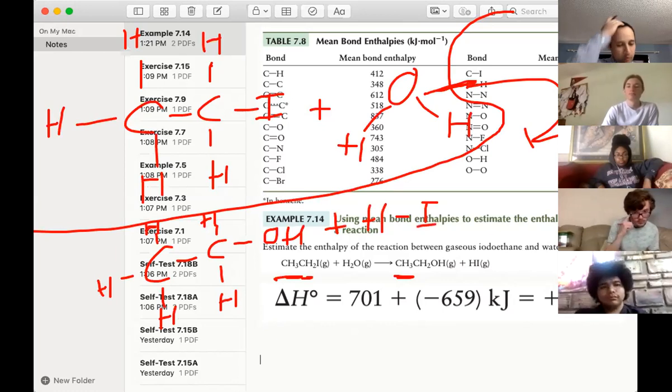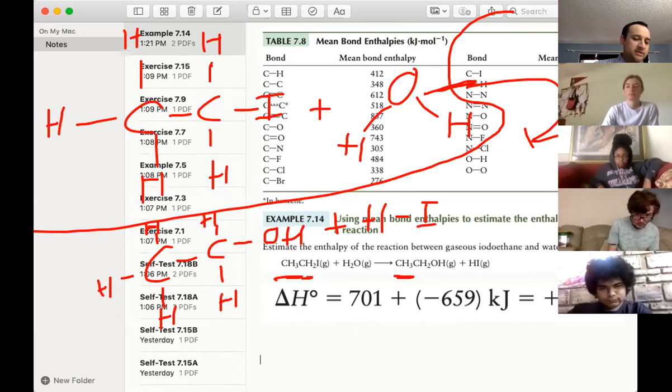All right, so what overall has changed? That's what we really have to figure out here. So first off, we look at this situation, we look at this bond, this carbon iodine bond.